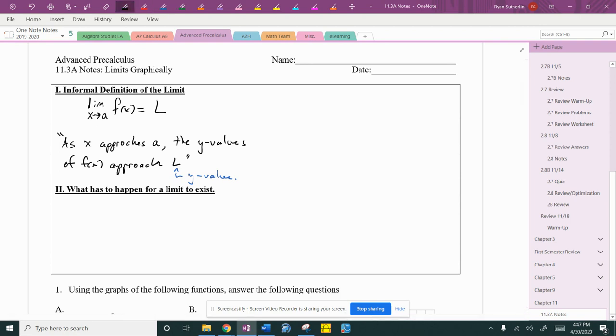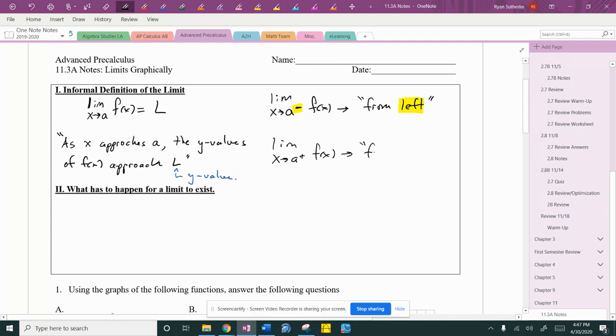And then the other important aspect from that previous note sheet to remember is that when you see the limit as x approaches a with a little negative sign as a superscript, that means you are checking the graph from the left. That's what's called a left-hand limit. So the little negative sign is going to be from the left. And if you see the limit x approaches a with a little positive sign as a superscript, that means you're looking at the right side and approaching it from the right. So the little plus sign is going to mean from the right.